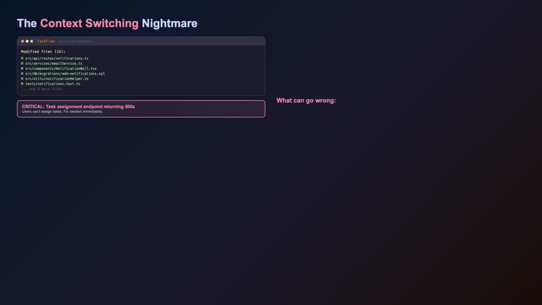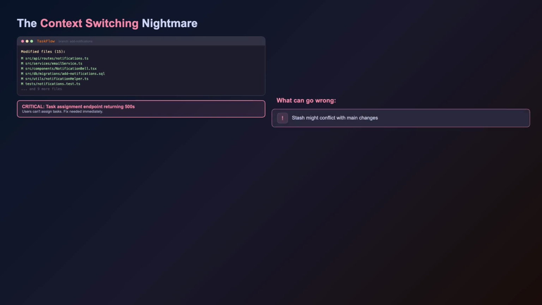Now your teammate finds a critical bug. The task assignment endpoint is returning 500 errors in production. Users can't assign tasks. You need to fix this immediately. Here's what you have to do without worktrees. Step 1, git stash to save your uncommitted work.